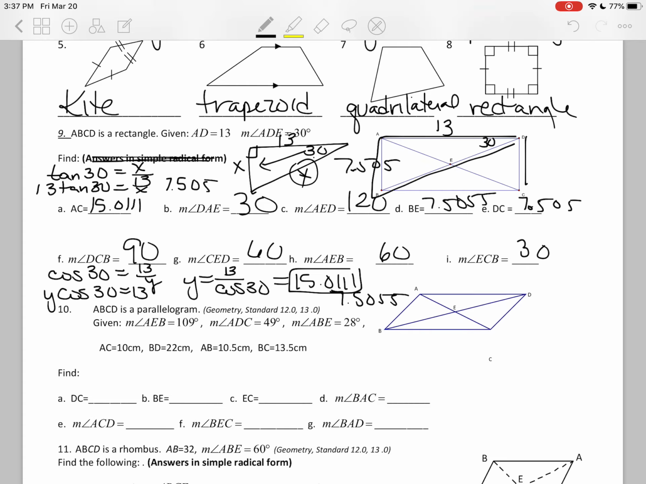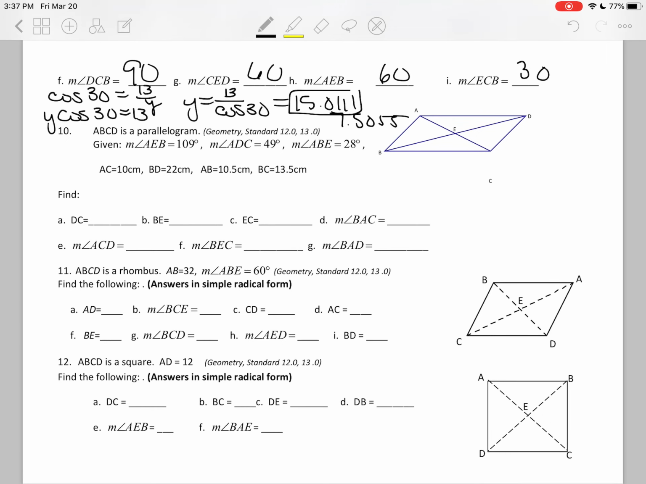You still need to know all of the properties, so don't forget those properties. You got plenty of time to start memorizing them. Put them on flashcards. Practice. All right. Parallelogram.